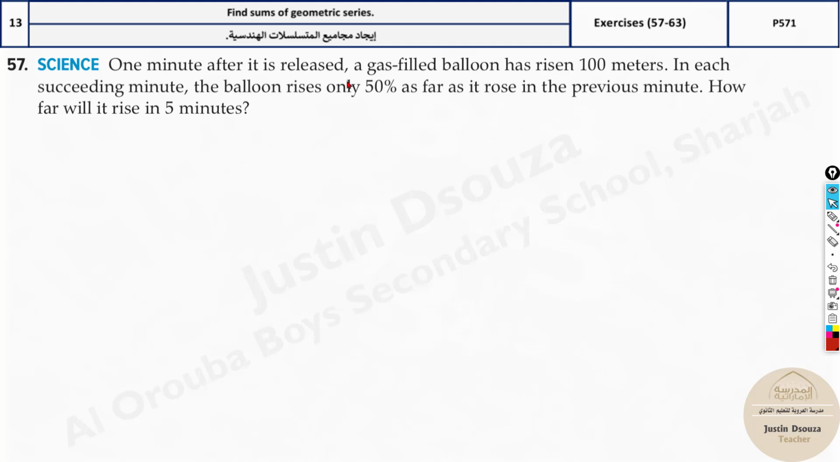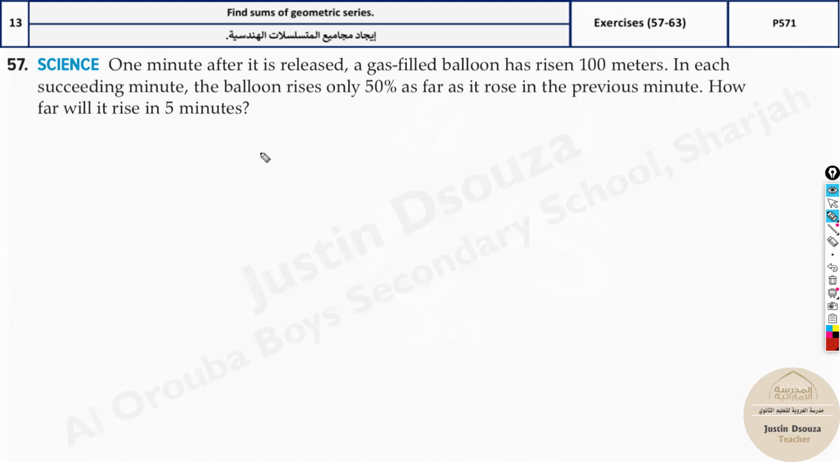One minute after it is released, a gas-filled balloon has risen 100 meters. In each succeeding minute, the balloon rises only 50% as far as it rose in the previous minute. So now in the first minute, 100, right? 100 meters up. Next is only 50. Then 50%, that means 50. Then half of it, that's 25, and so on. How far will it rise in 5 minutes? Now, since it's just 5 minutes, you can just use common sequences and find it out.